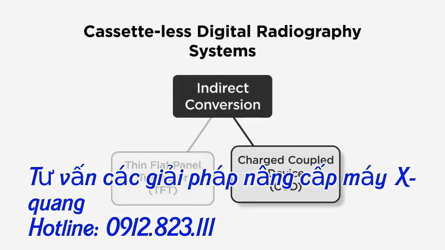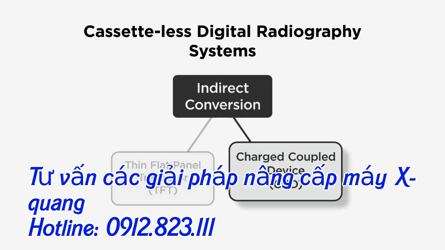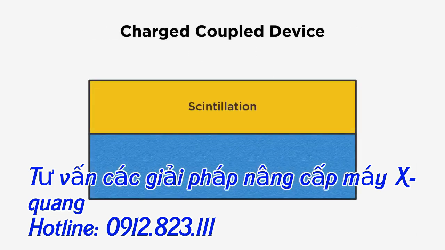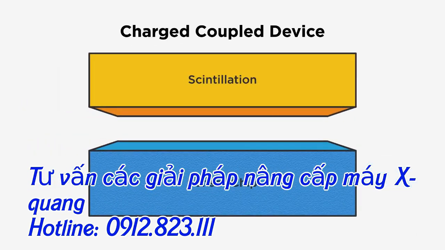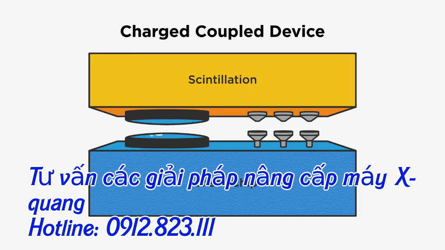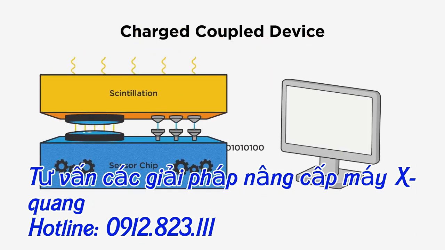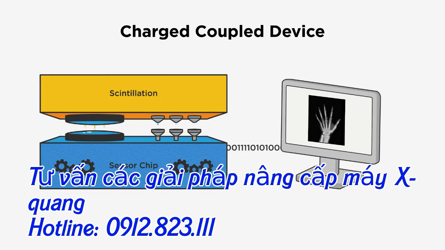The charge coupling device or CCD system is the other form of indirect cassetteless digital radiography. CCD systems differ from the TFT systems in that with the CCD system, there is no photodiode or TFT layer. The scintillation layer within CCD systems is optically coupled to each CCD sensor chip by either lenses or fiber optics. The CCDs are able to both convert light photons into electrical signals, as well as send the electrical signals to the computer for processing.